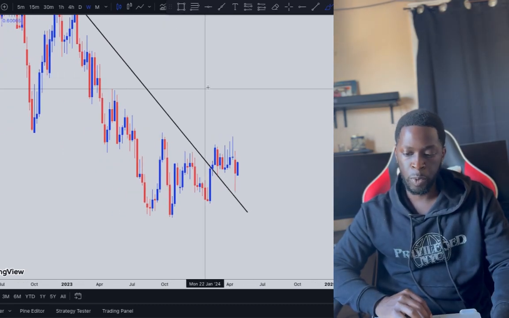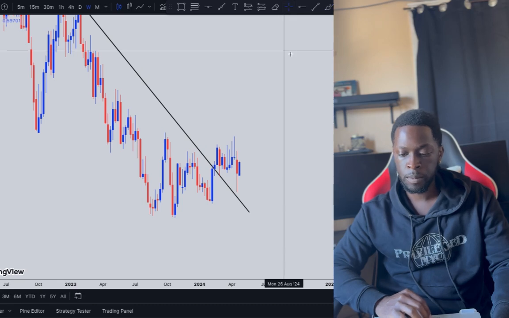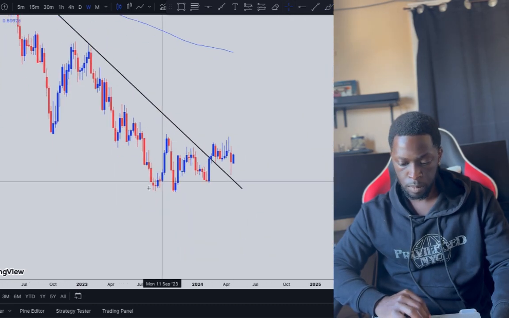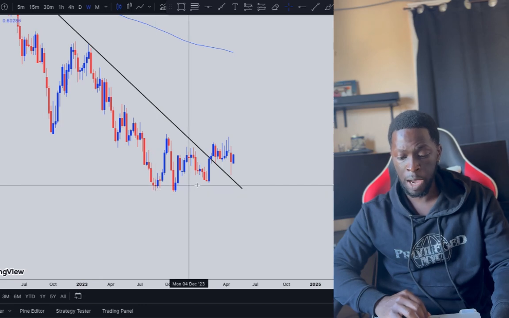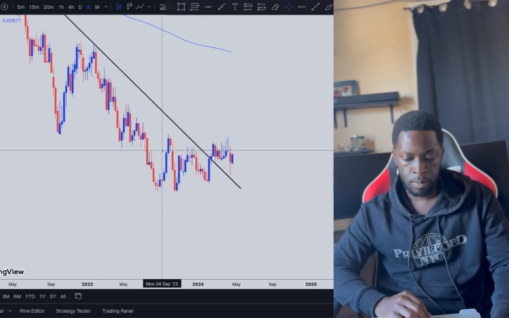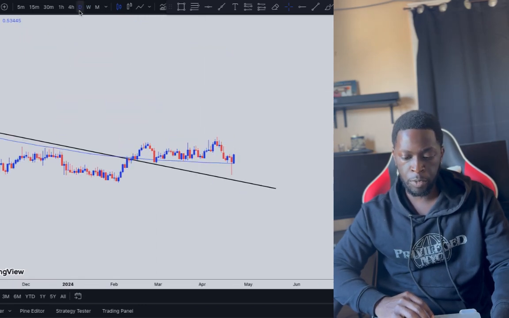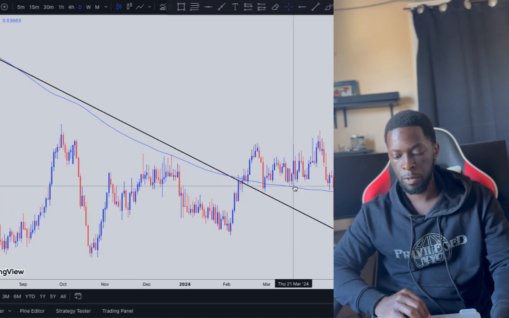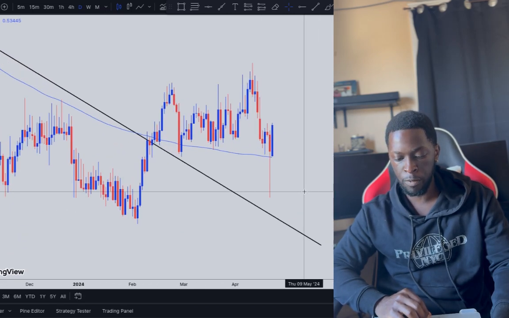So we got the trend. We identify the trend. We got some market structure. We got our high points, or I should say our lows. We got higher lows. Let's go to a lower time frame. We got that moving average. Look at that rejection of the moving average.